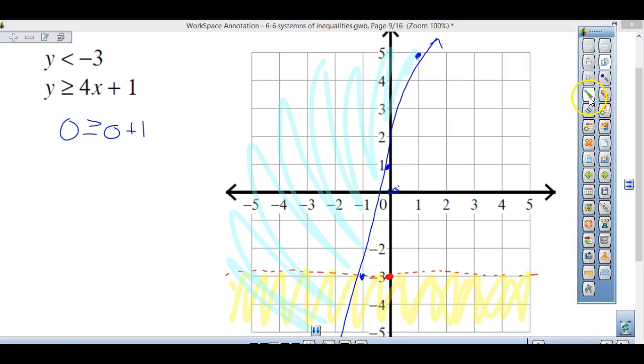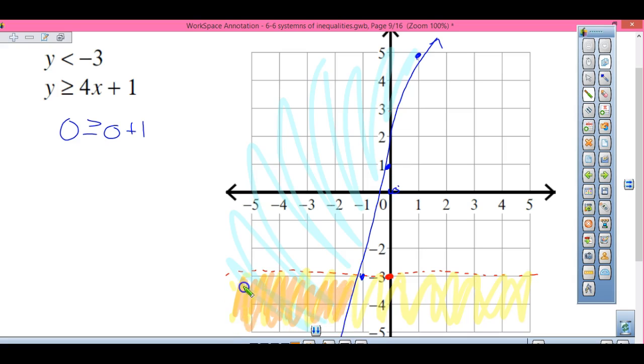Where's my overlap? Yep, they overlap down here. This is where it gets shaded darker.